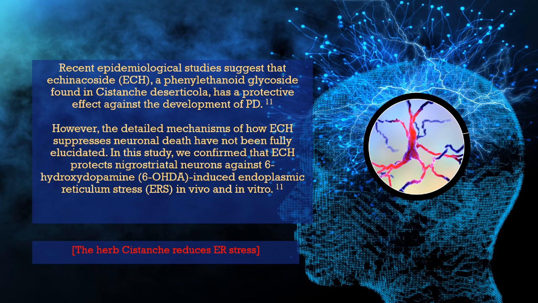Recent epidemiological studies have shown that echinacoside, or ECH, a phenylethanoid glycoside found in Cistanche, can help prevent the development of Parkinson's disease. However, the specific mechanisms by which ECH protects against neuronal death are not yet fully understood. In this study, we conducted experiments to confirm that ECH has a protective effect on nigrostriatal neurons against 6-hydroxydopamine (6-OHDA) induced endoplasmic reticulum stress, both in vivo and in vitro.